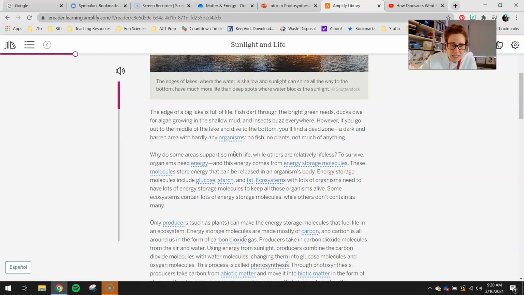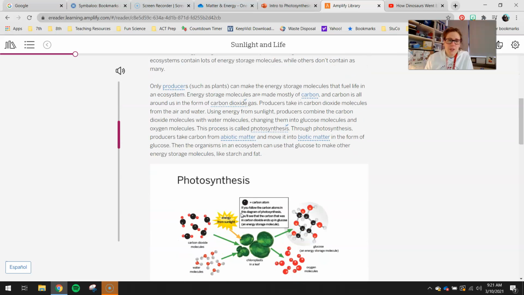To survive, organisms need energy, and this energy comes from energy storage molecules. These molecules store energy that can be released in an organism's body. Energy storage molecules include glucose, starch, and fat. Ecosystems with lots of organisms need to have lots of energy storage molecules to keep all of those organisms alive. Some ecosystems contain lots of energy storage molecules, while others don't contain as many. Only producers, such as plants, can make the energy storage molecules that fuel life in an ecosystem.